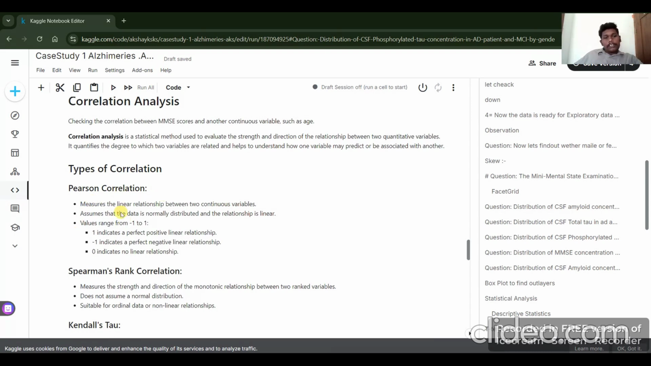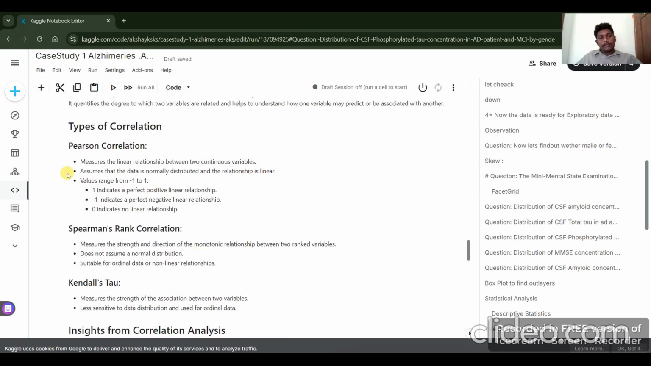Pearson correlation measures the linear relationship between two continuous variables. It assumes that the data is normally distributed and the relationship is linear. The value ranges from -1 to 1. 1 indicates a perfect positive linear relationship, -1 indicates a perfect negative linear relationship, and 0 indicates no linear relationship.